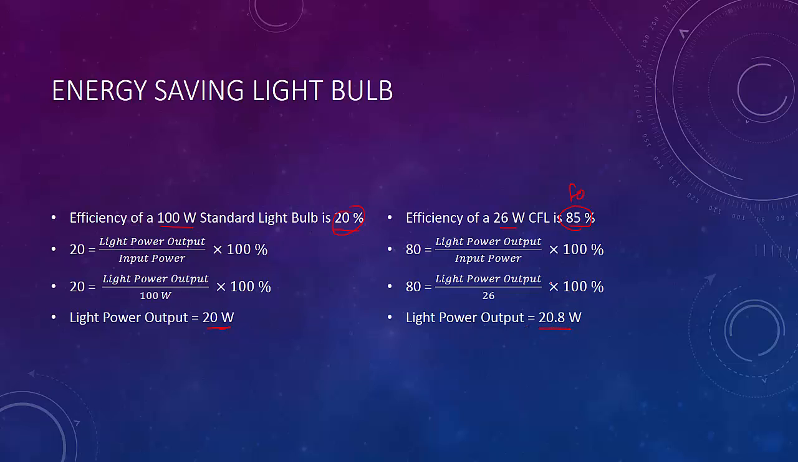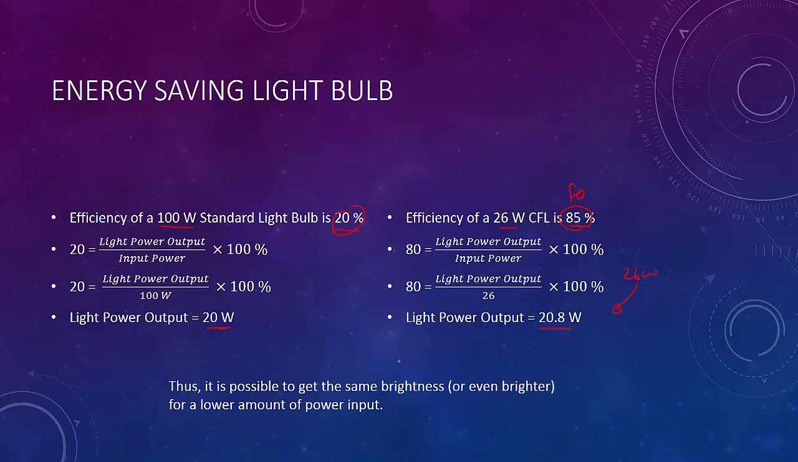So even though the energy taken in is only 26 watt, it is able to output light equally as bright as the 100 watt light bulb. So that is why it is possible to get the same brightness, or actually even brighter, for a lower amount of power input.